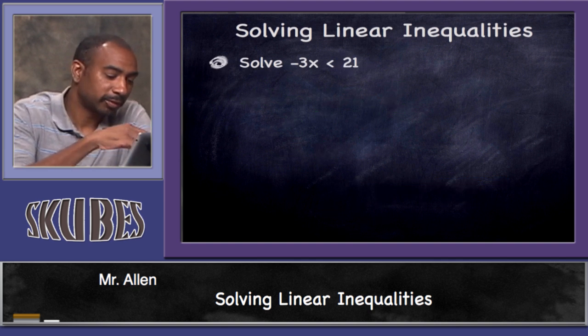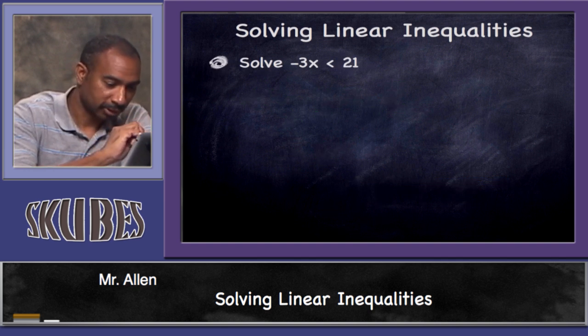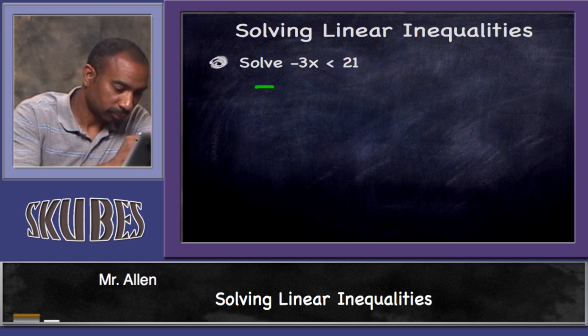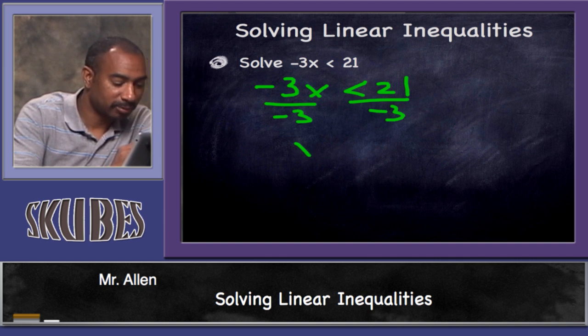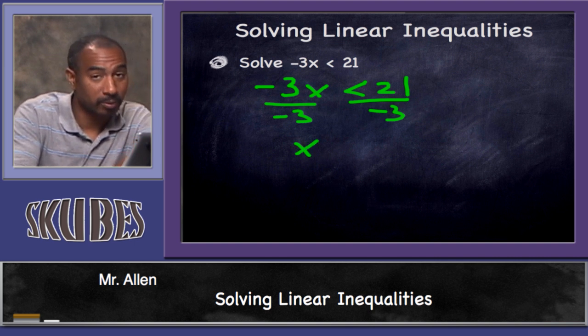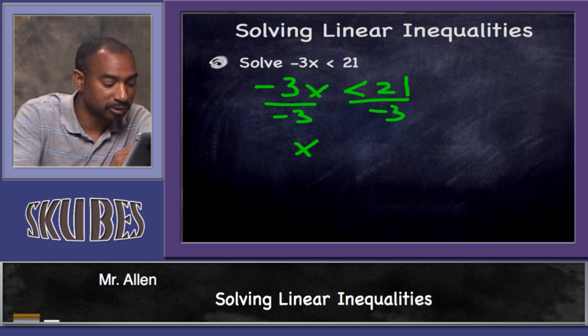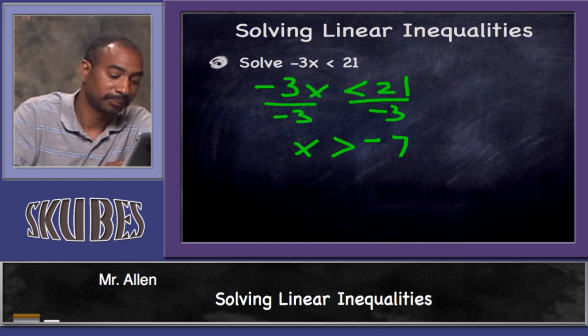Okay, let's look at solving negative 3x is less than 21. Here's where things change up a bit. So we're going to divide both sides by negative 3. But you have to remember that when you divide by a negative number, or when you multiply by a negative number, you have to switch that inequality around. So instead of less than, that has to be greater than. And 3 divides into 21 7 times. So you have a negative 7 here.